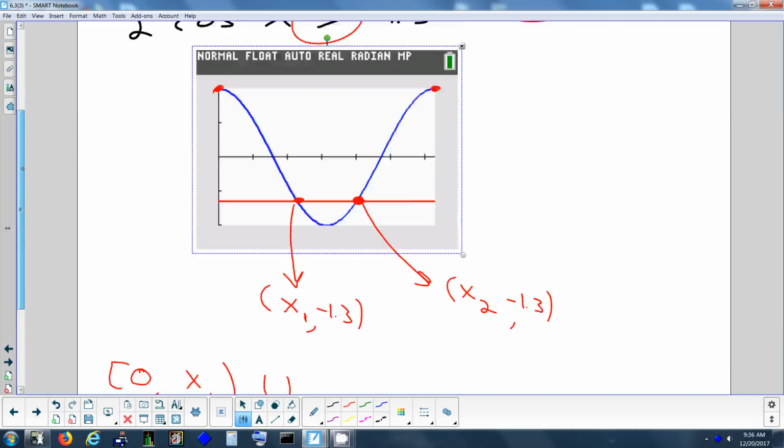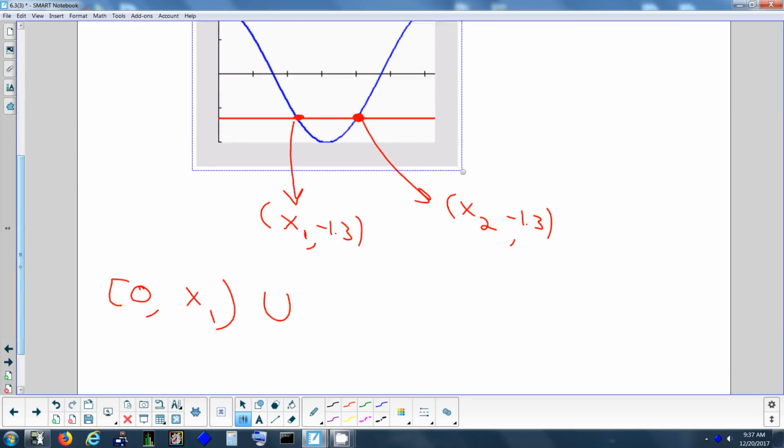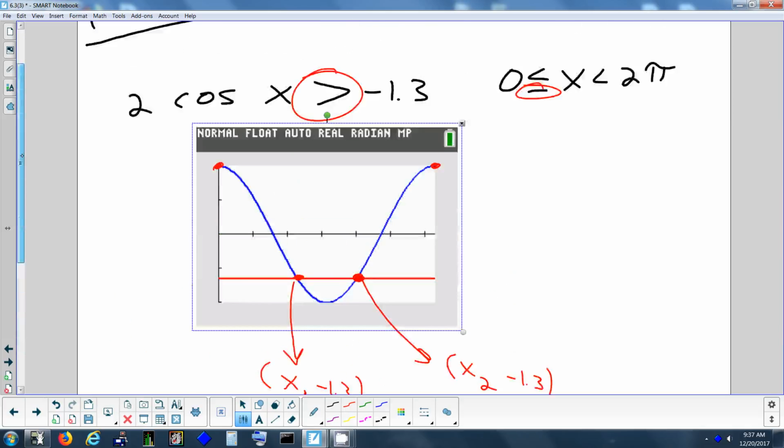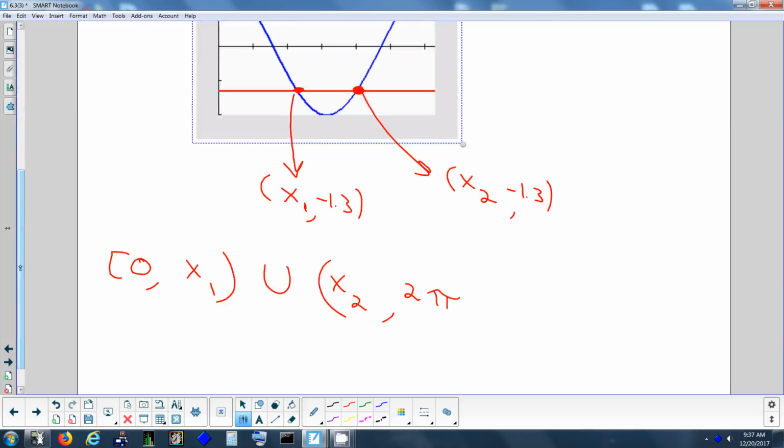Or, can anyone describe the next section where this graph is above the red line? Yep. It'd be x2 with a parenthesis, and then 2 pi with a bracket. All right. Can we include 2 pi? No. So for that case, we'd have to put a parenthesis.